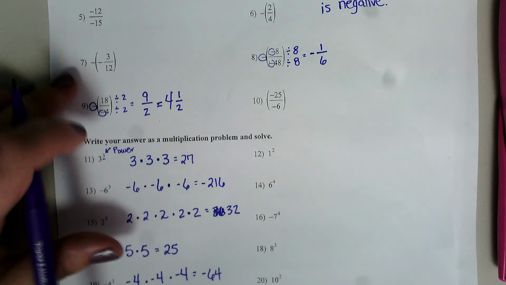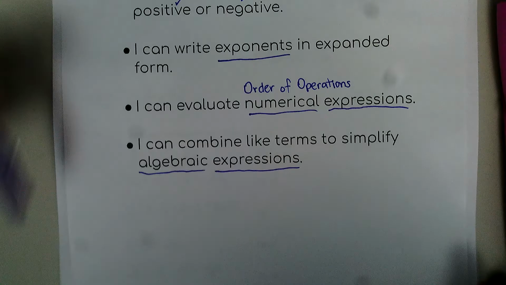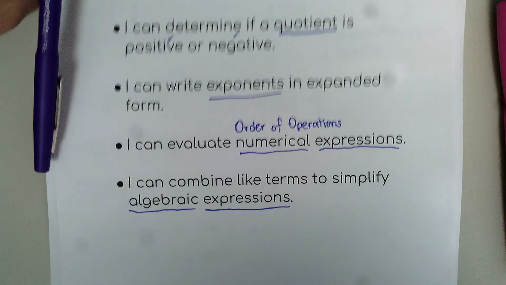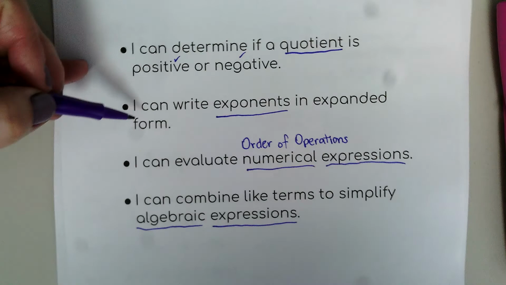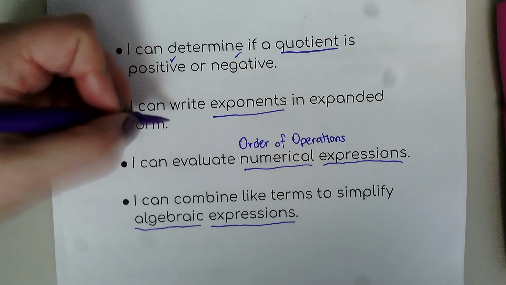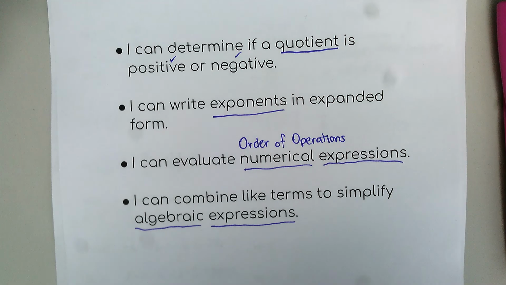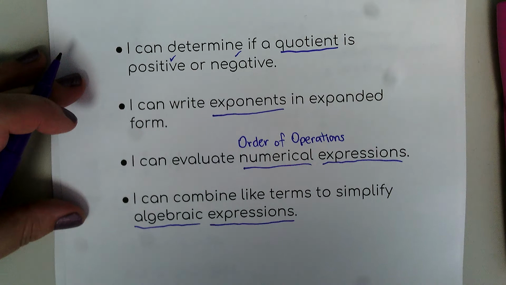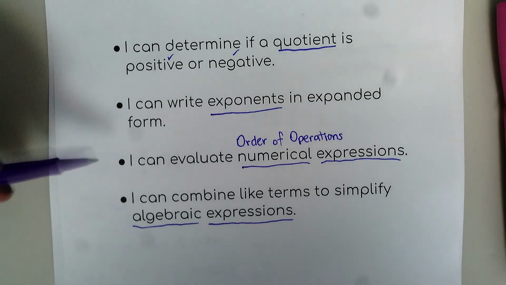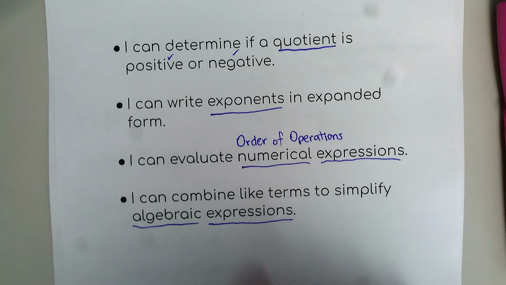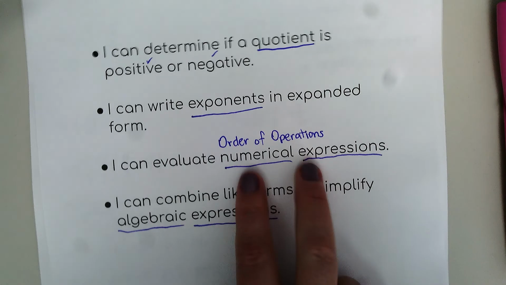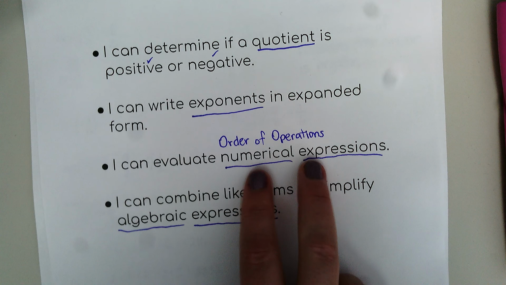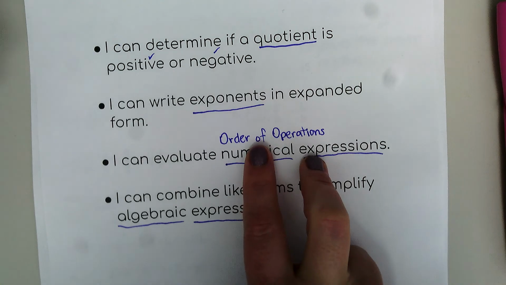Okay, so let's look at our sheet again, our learning target sheet. So now we've covered I can write exponents in expanded form, and we could also write I can solve for exponents. So that would be another thing that we actually threw in there. The next thing we're going to talk about is I can evaluate order of operations, or I can evaluate numerical expressions. So right now we're just dealing with numbers and we're going to work with order of operations, okay?